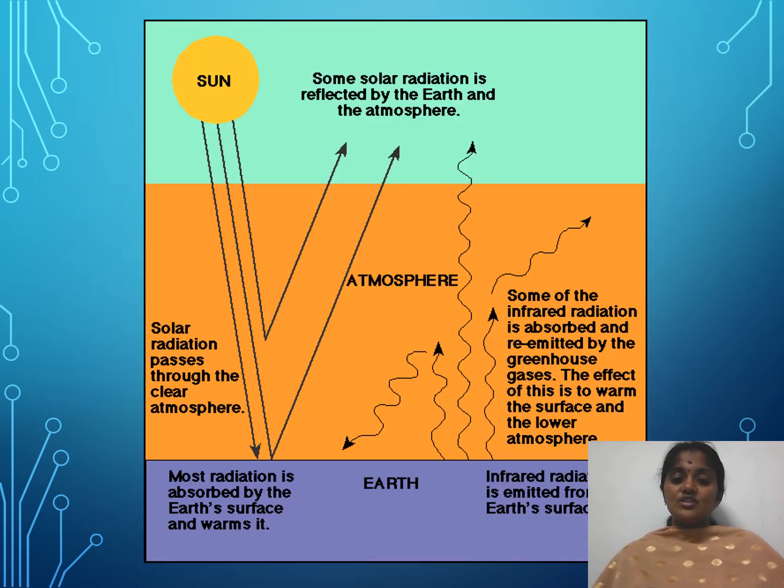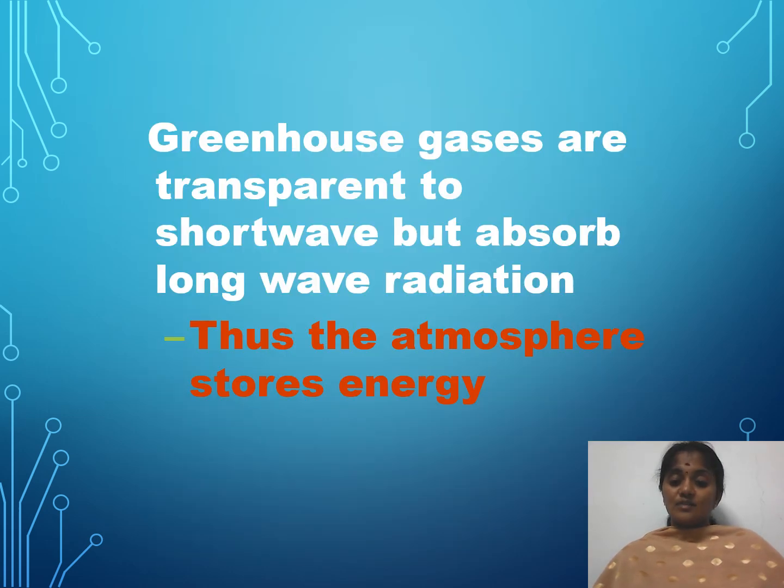You can see in the picture, the sun sends the radiations and then it is reflected by the Earth and the atmosphere. Some of the infrared radiation is absorbed and re-emitted by the greenhouse gases. The effect of this is to warm the surface and lower the atmosphere.